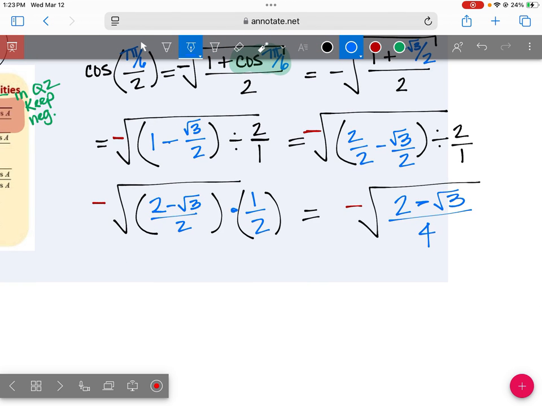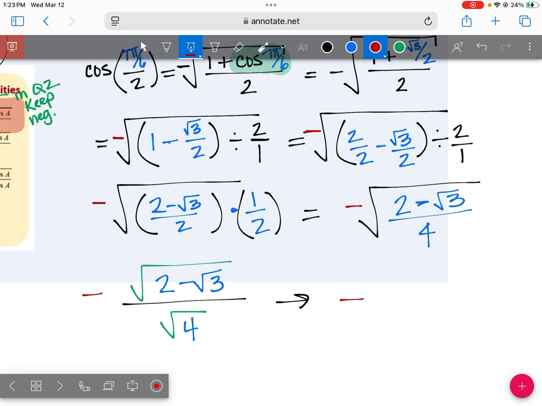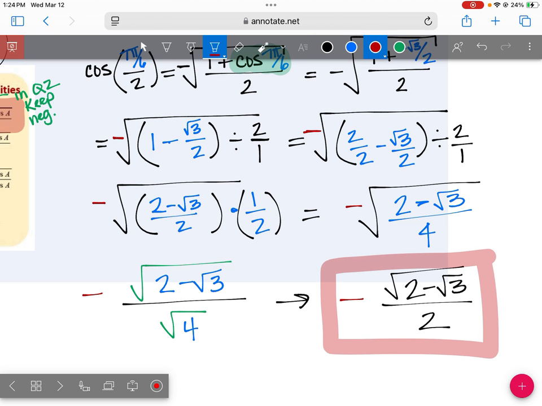And then when we break it apart, I'm going to have my negative, and I have my fraction bar, and I'm going to put a square root top and bottom. So I have 2 minus root 3 all over 4. And fortunate for us, we have a perfect square in our denominator, so we don't have to keep going. We can actually stop right there. So my final answer would be a negative square root of 2 minus root 3, all over 2. And this is my final answer.